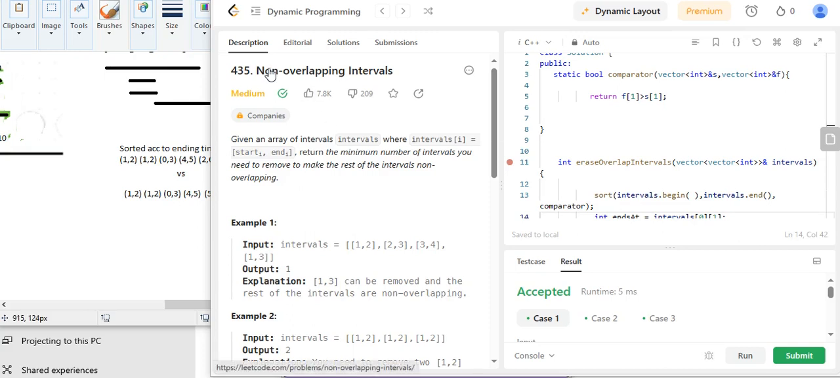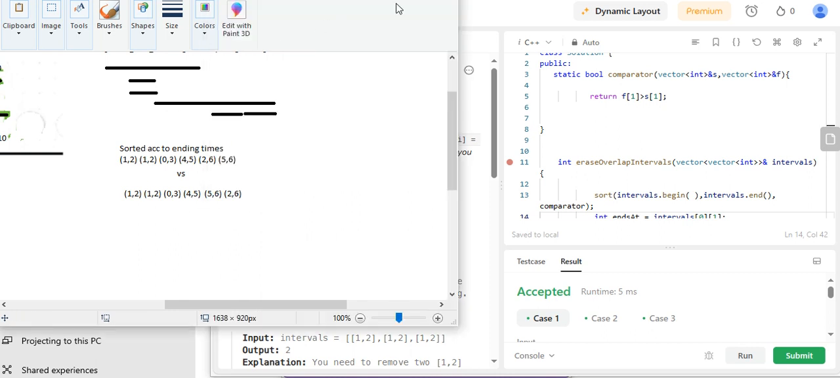Okay, so let's try to solve this problem called non-overlapping intervals. Given an array of intervals where each interval is a start and end time, return the minimum number of intervals you need to remove to make the rest of the intervals non-overlapping.